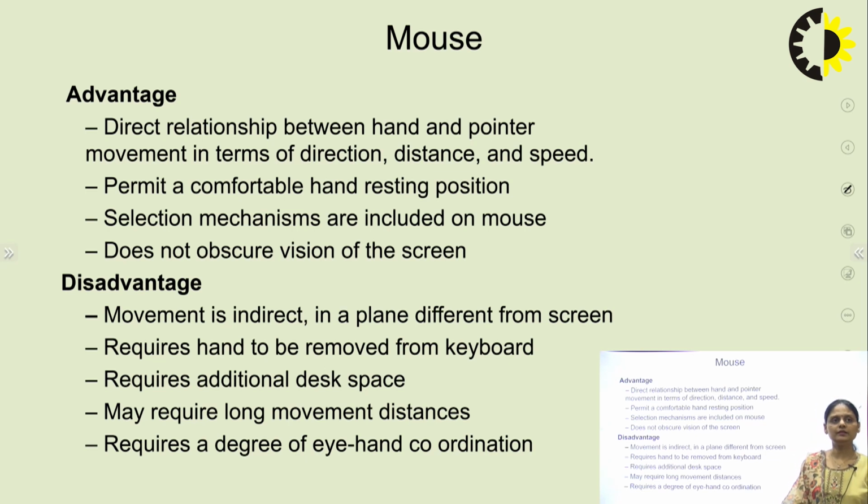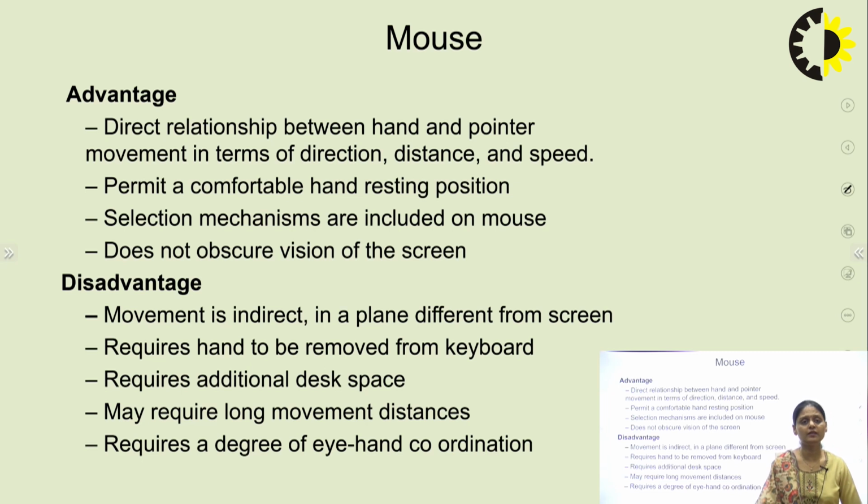So another medium is the mouse. We all are using the mouse, and we know it is a very good interactive medium, having a direct relationship between hand and the pointer. It permits a comfortable hand resting position. Generally we all love to interact with the mouse. Selection mechanisms are included on the mouse. It does not obscure the vision. So these are all the advantages that we come across with the mouse.